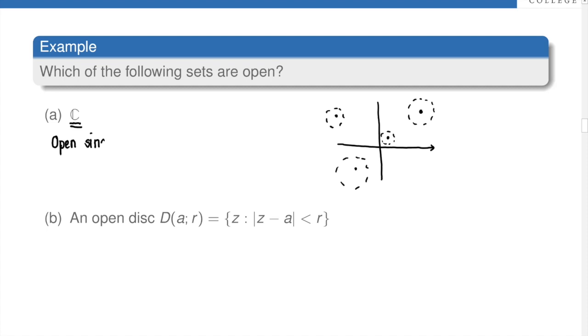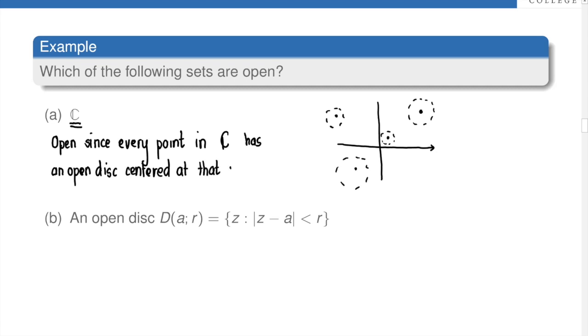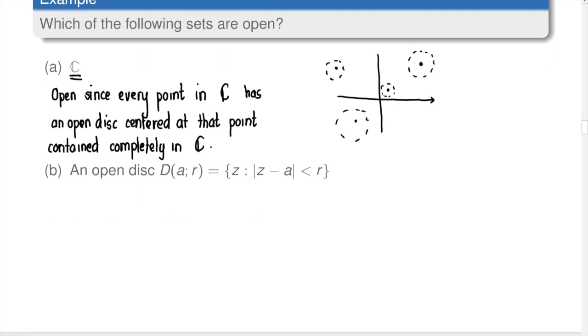Since every point in C has an open disk centered at that point, contained completely in C, the complex plane is open.